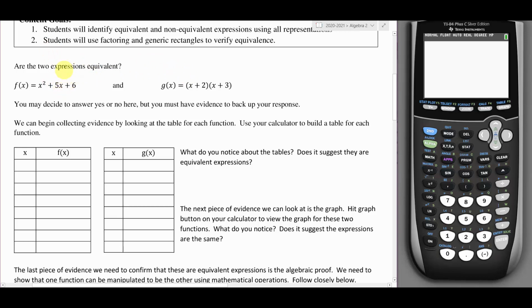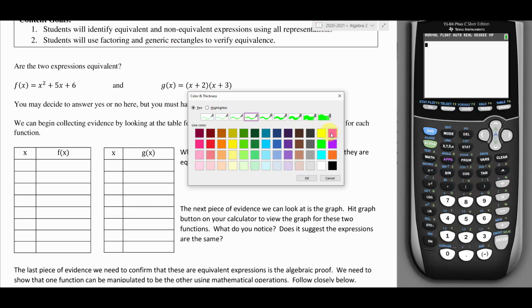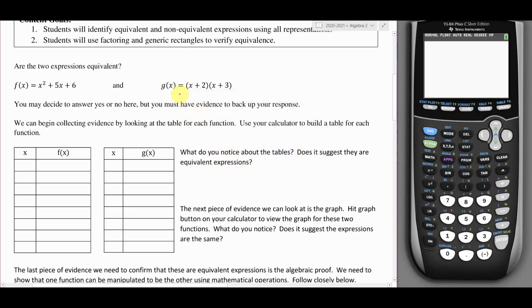And you might make an initial decision here, and I always like to start off just by guessing, like yes or no. Maybe yes, I think they're equivalent, or no, but I can't just say yes or no. I have to have evidence, and that's the key thing here, that we need to have evidence to back up whatever we decide. So if we decide these things are equivalent, I need to show that they are equivalent using evidence of some kind. You can't just say things in math and expect people to believe you. They're going to check you every single time. So we begin by collecting evidence.